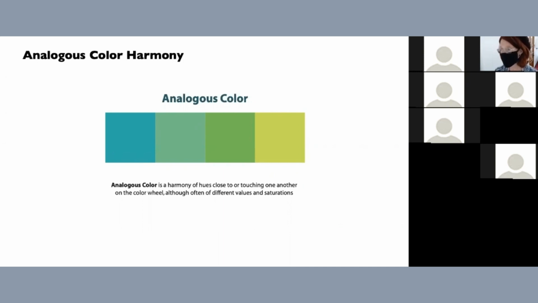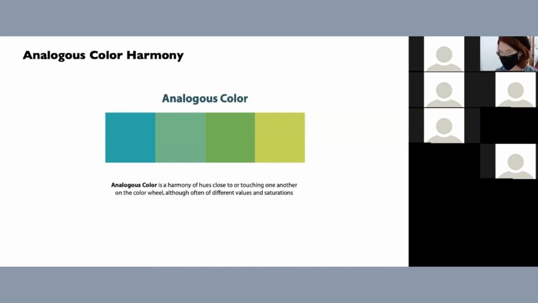So first of all, we have analogous color. So analogous color is a harmony of hues or colors. And by the way, you can think of the word hues, H-U-E-S, as a synonym for color, right? A harmony of colors close to or touching one another on the traditional color wheel, although they often have different modes of values and saturation.